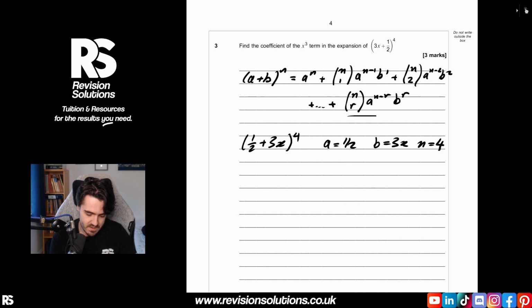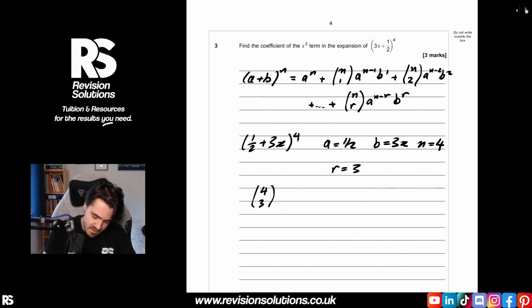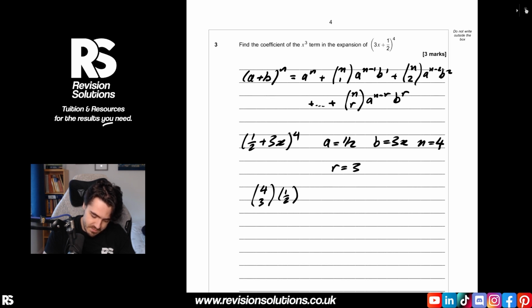So if we look at the general form here, we want r to be 3 if we're going to get an x cubed term. So setting r equal to 3, then we can simply use the formula for the rth term to get our coefficient. So writing that out, we'd have 4 choose 3 times a half to the power of 4 minus 3, which should be to the power of 1, times 3x all to the power of 3. So plugging this in a calculator, 4 choose 3 is 4.